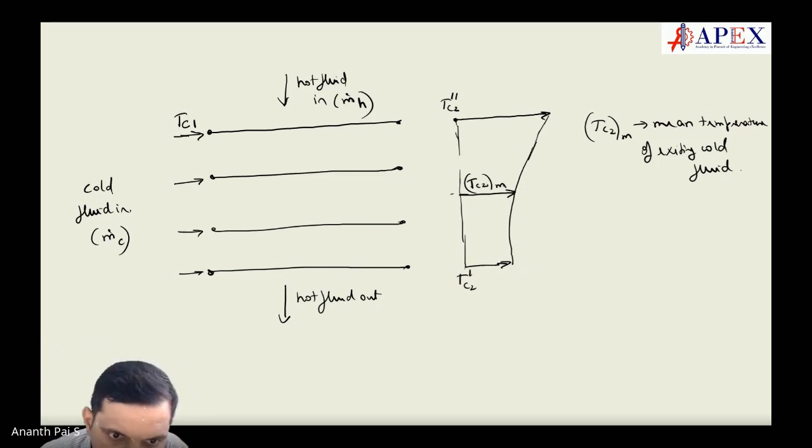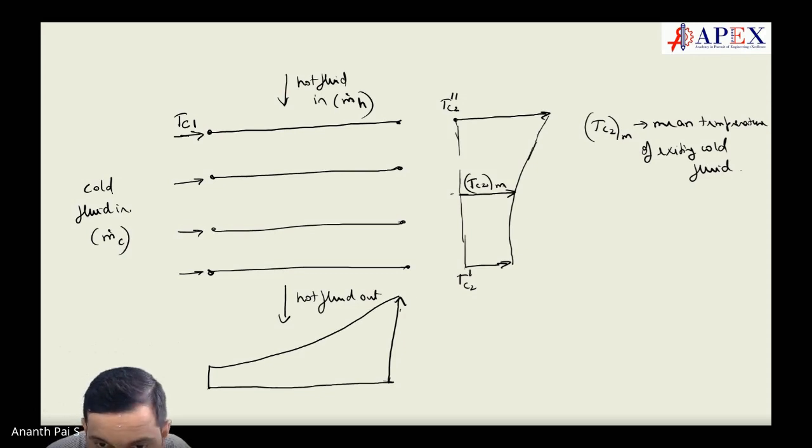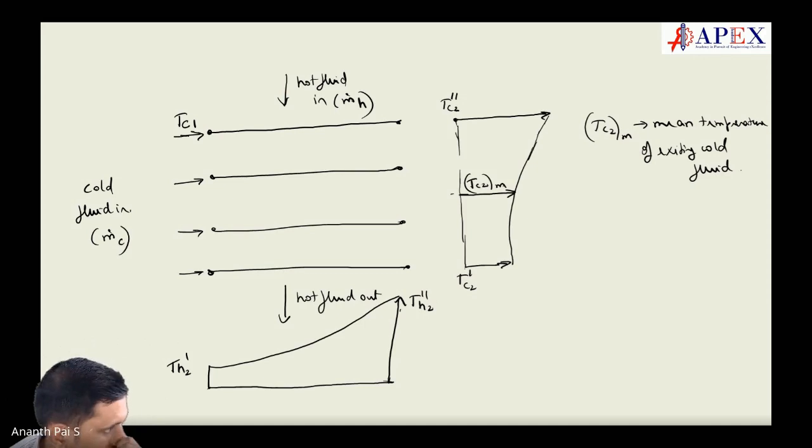Similarly, if you consider the hot fluid, if you see here, you see the temperature distribution. Here the hot fluid will cool, and here the hot fluid will cool, but not as much. But keep in mind, we have to see that Tc double dash is greater always than Th2 double dash. So this is Th2 double dash, and this would be Th2 dash always, and this is the mean temperature.